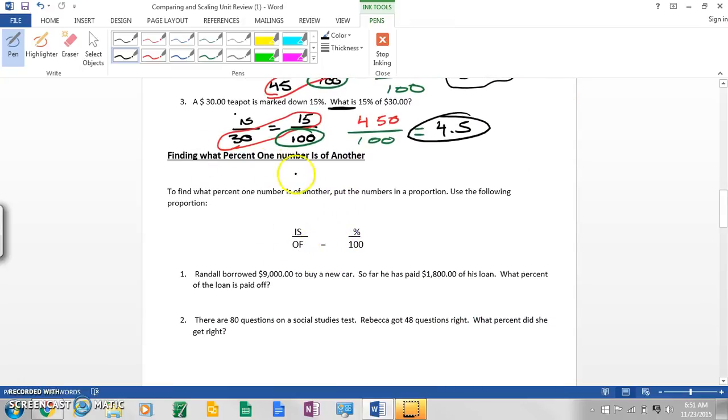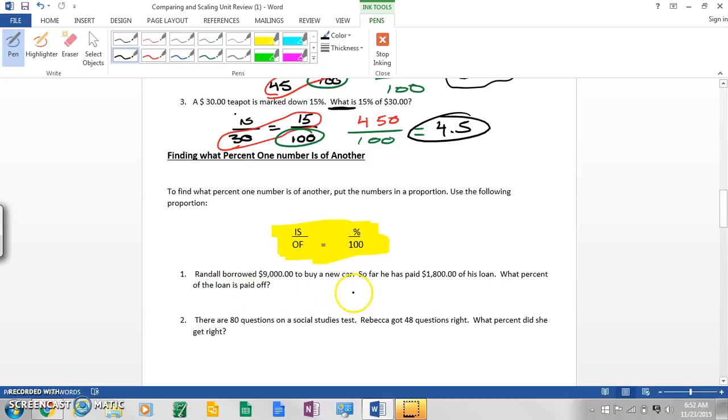Now, finding what percent of one number is another, we're going to use the same setup here. This same exact thing. We just need to look for vocabulary. This question says Randall borrowed $9,000 to buy a new car. So far he's paid off $1,800 of his loan. What percent of the loan is paid off?